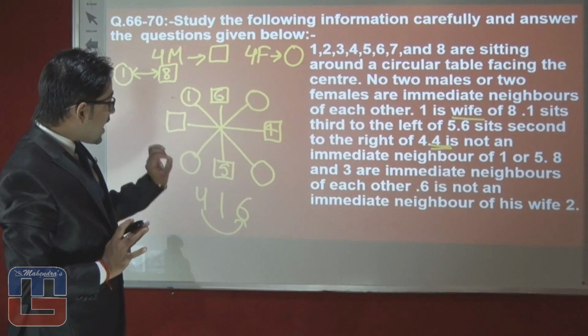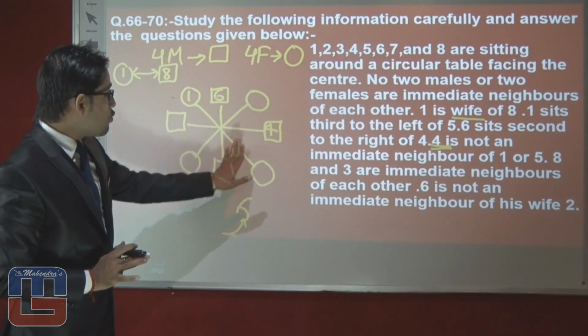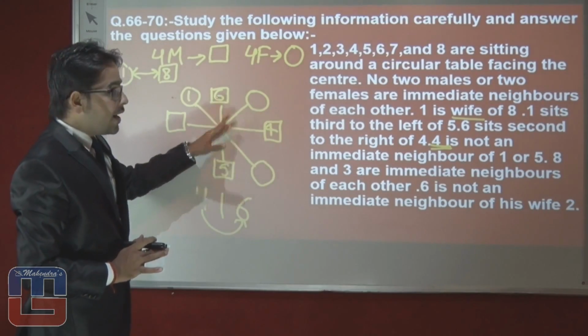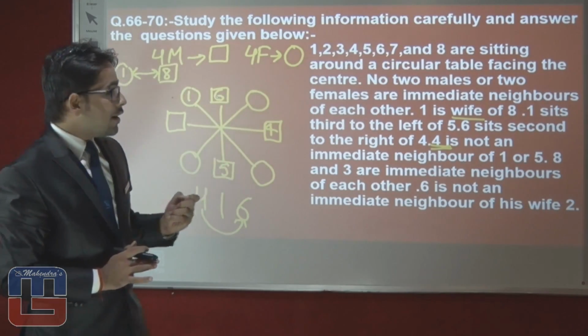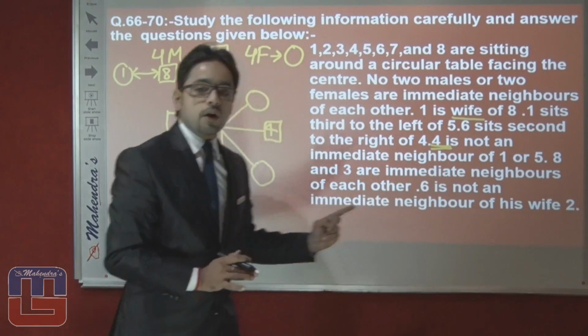So after writing this, we have found 3 male members, that is 5, 4 as well as 6. Let's proceed towards the next statement, which says 8 and 3 are immediate neighbors of each other.